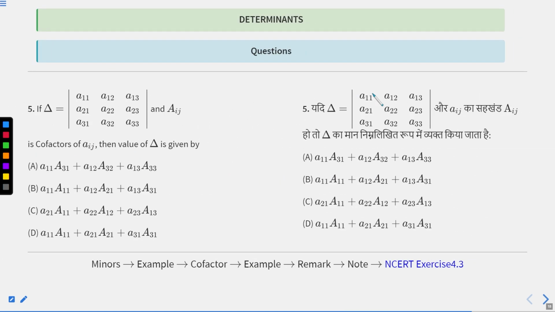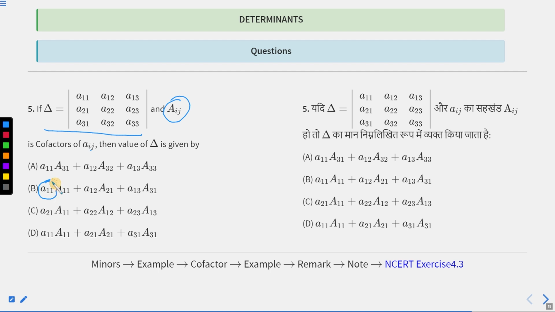Okay, so now this question, and I think this will be our last question for this exercise 4.3. So if the determinant of this 3x2 matrix, and aij is a cofactor of this, then we have to find the value of the determinant. You all know that determinant means the matrix entries will be multiplied with their corresponding cofactors.